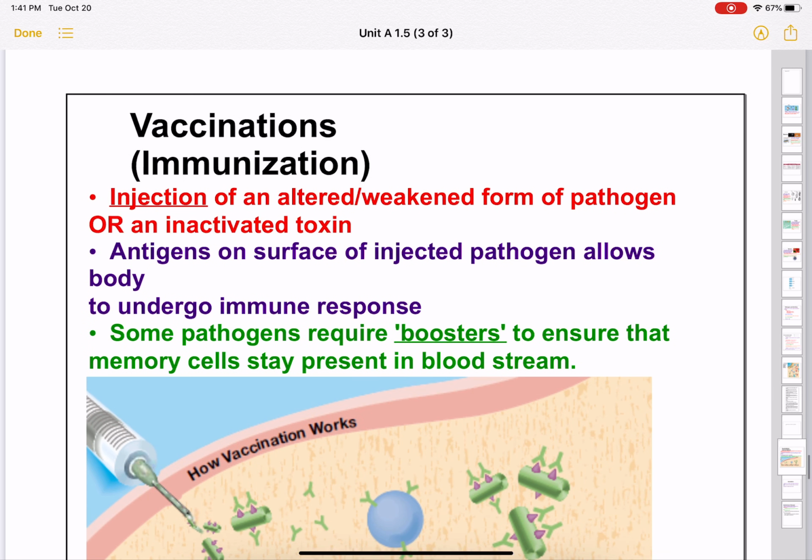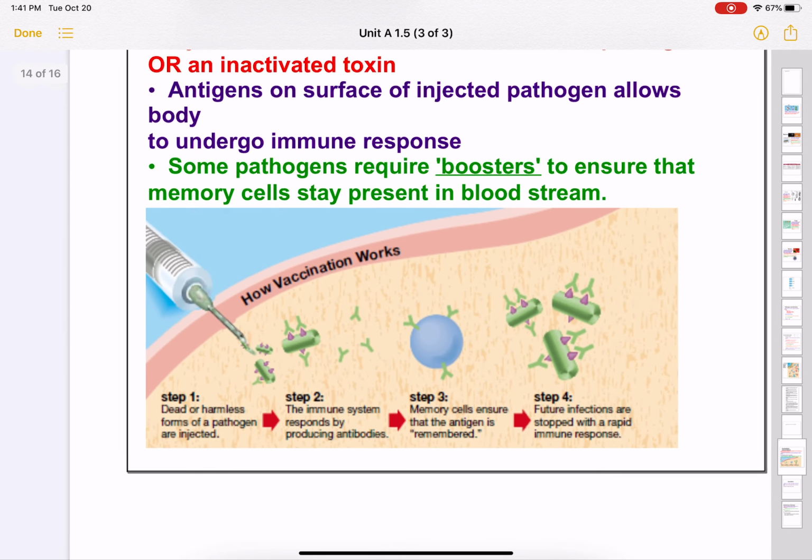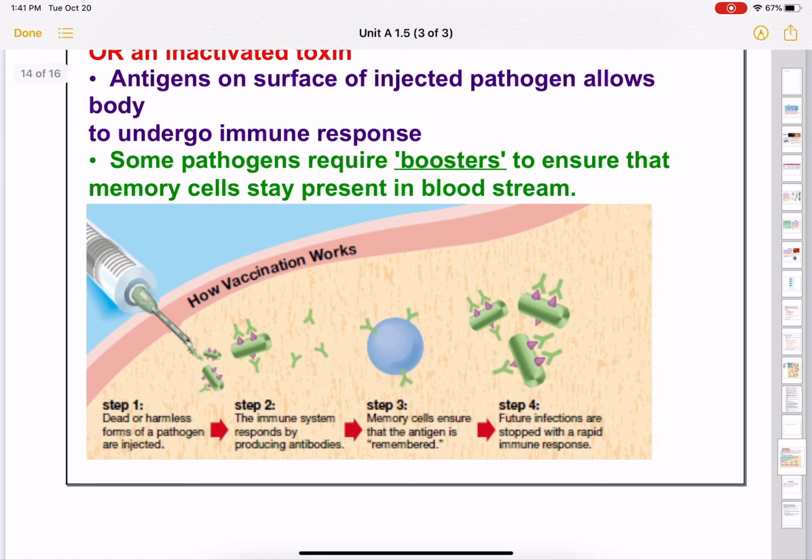to get rid of that invader. So some pathogens will require boosters to ensure the memory cells stay present in the blood. So over time, sometimes you might need to have a booster shot, and that's just to put a little bit of the virus in there, that dead or harmless pathogen, to make sure that the memory cells have got the antibodies present.